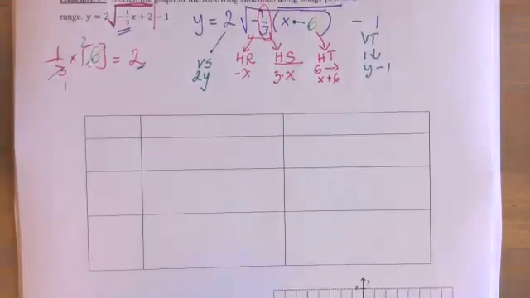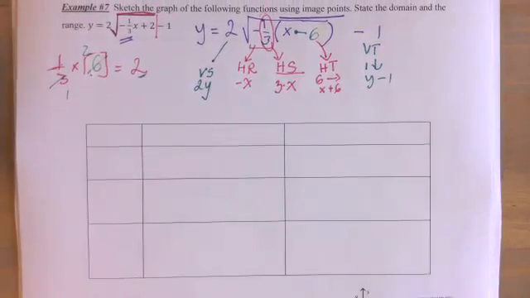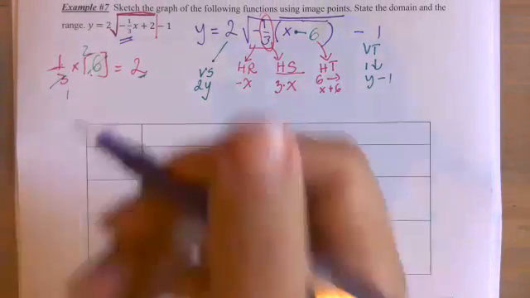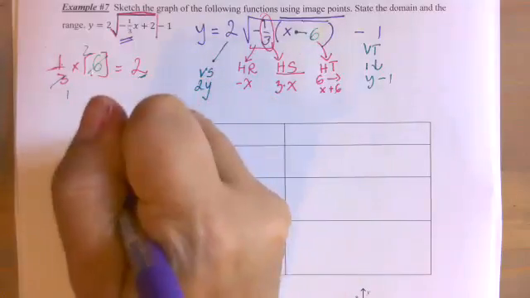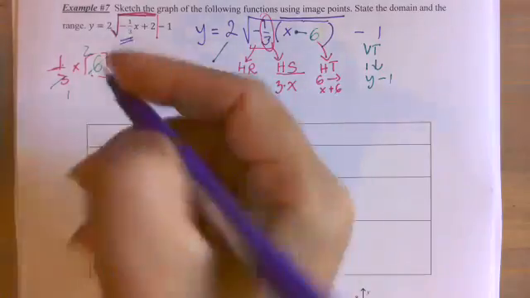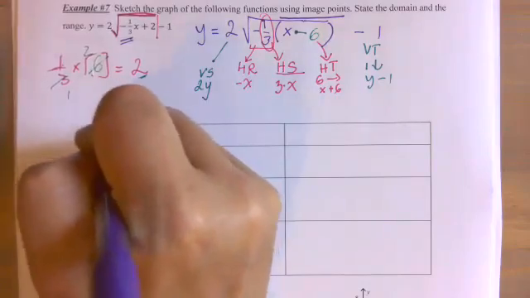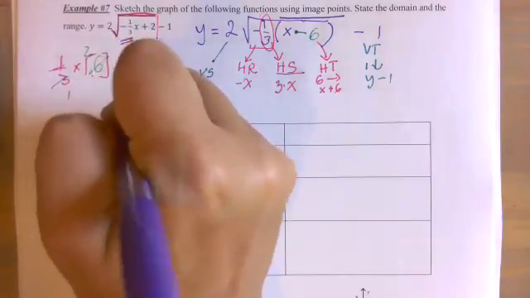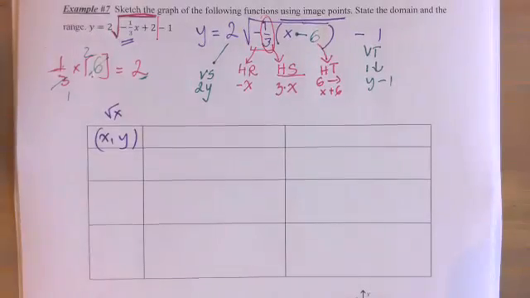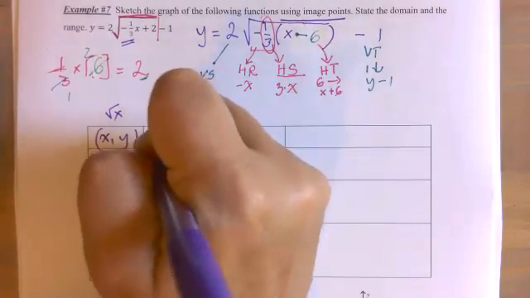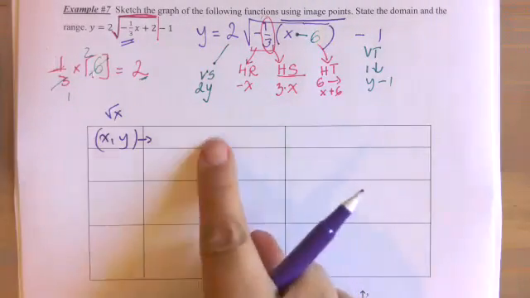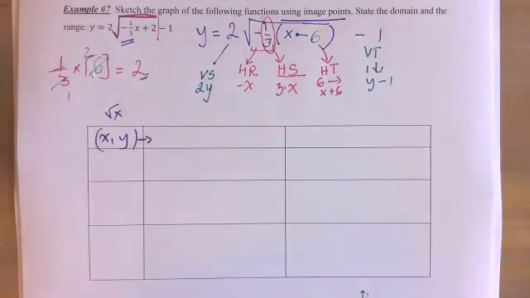Okay, so this is how the table works, because it's a little bit of a different table. It's not a table of values. It's a table for keeping track of the points. So here in the first column, I'm going to put the xy that belongs to the function square root of x, the parent function. And this xy becomes the following xy with transformations.